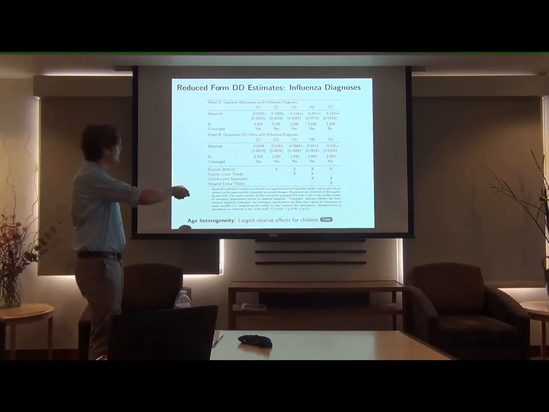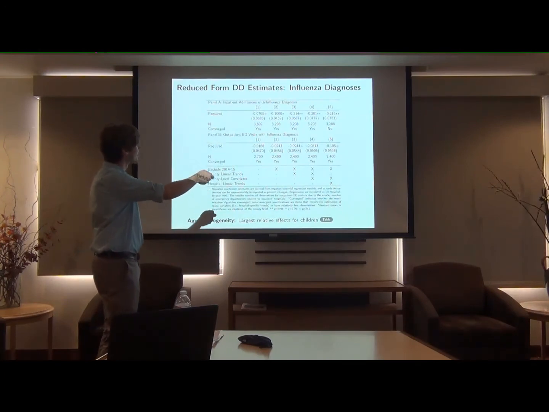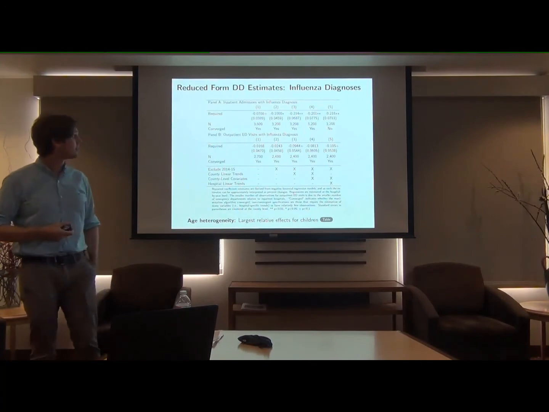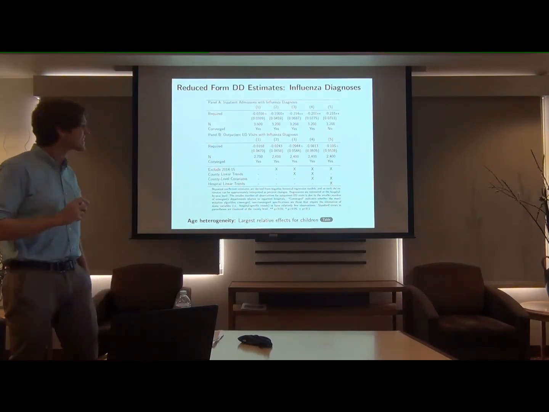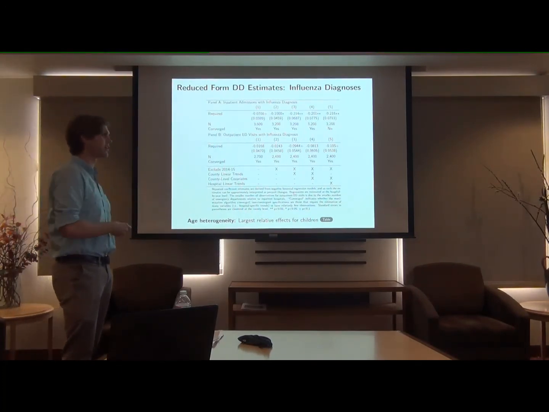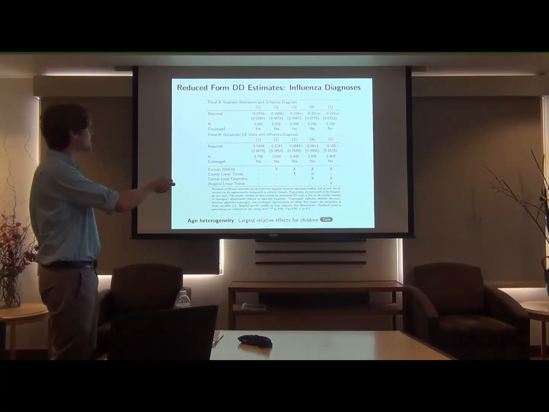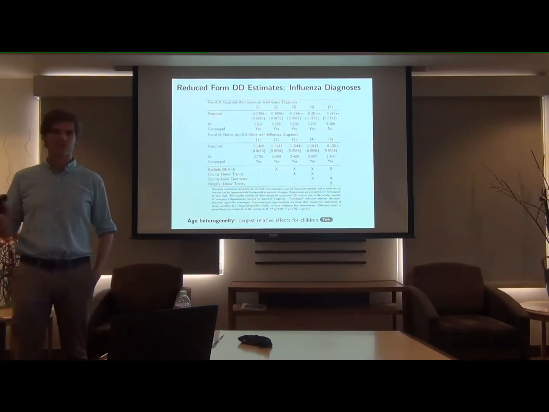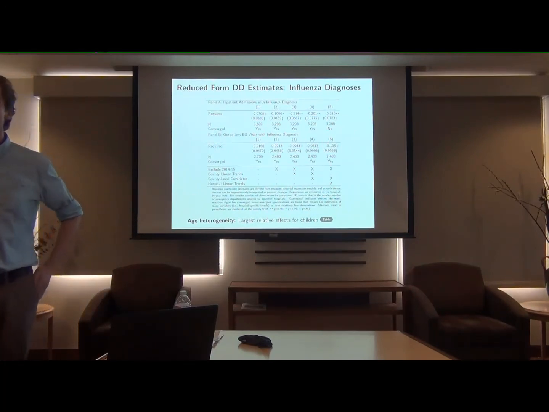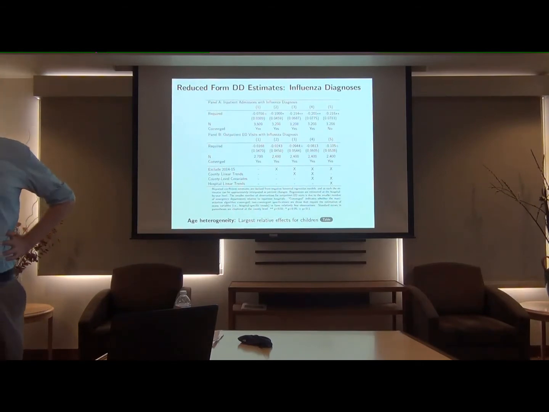All right, and here you see, this is my preferred specification in column 4, about a 20% reduction for inpatient admissions, and an insignificant, but about an 8% reduction for outpatient emergency department visits. I could also use hospital-specific trends, but the models don't always converge when I do that, so that's not my preferred specification.